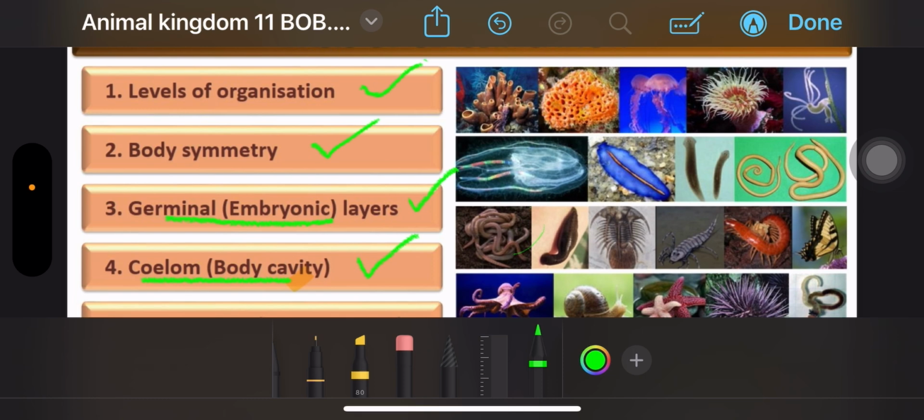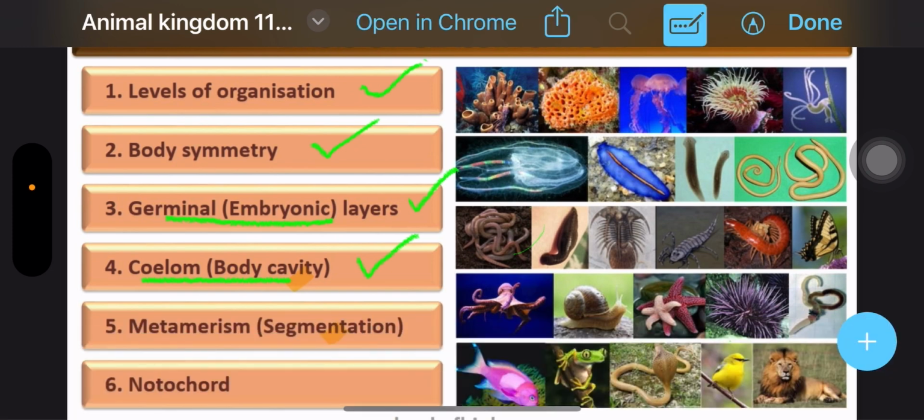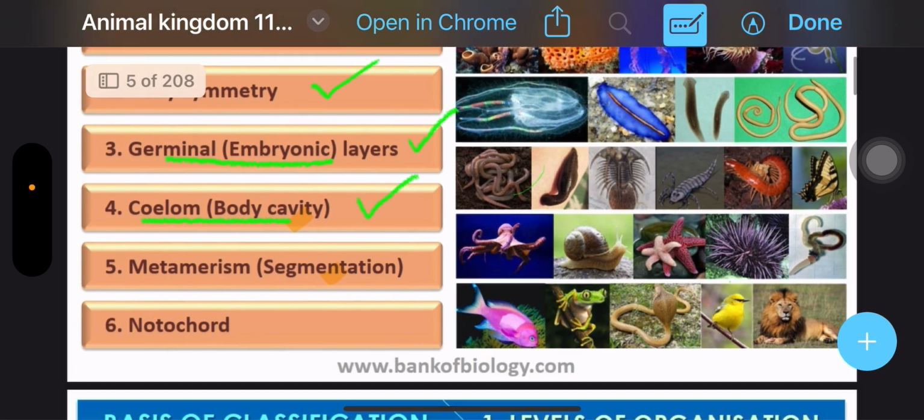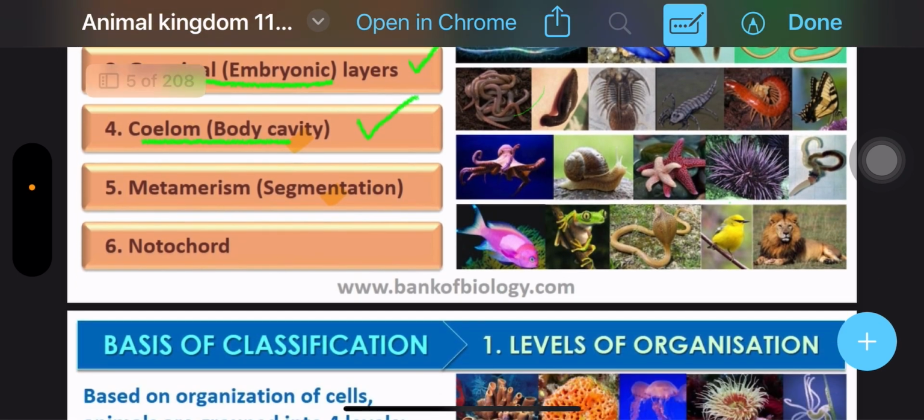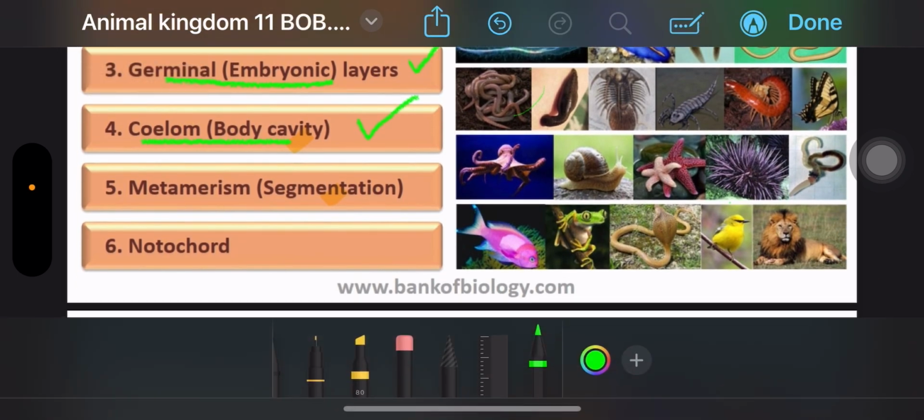Next one, we are taking segmentation also. Here metamerism is called segmentation. What do you call it? Segmentation, right? Metameres means body compartments also. And the presence or absence of notochord is also one of the bases of classification, right? Yeah, we'll go to the next slide.